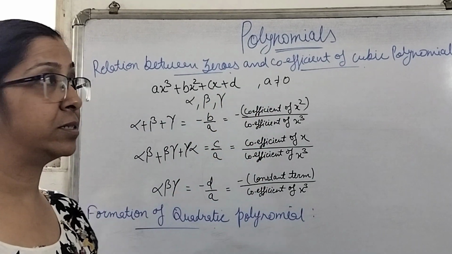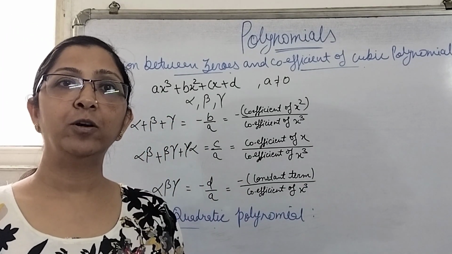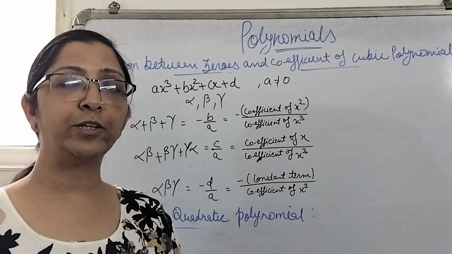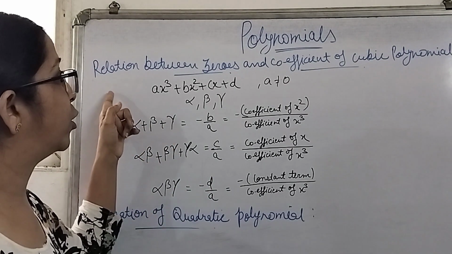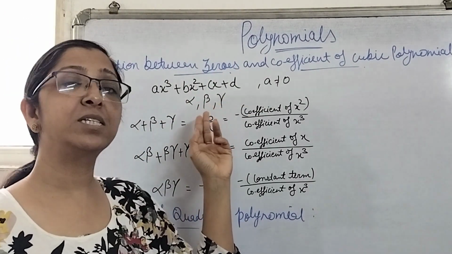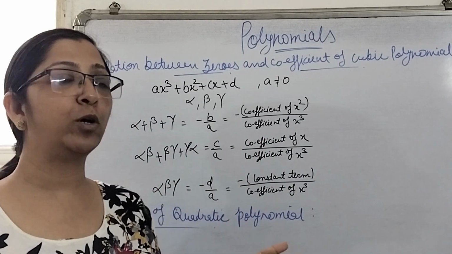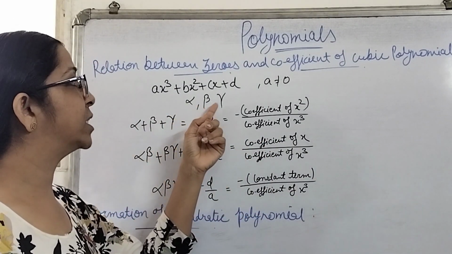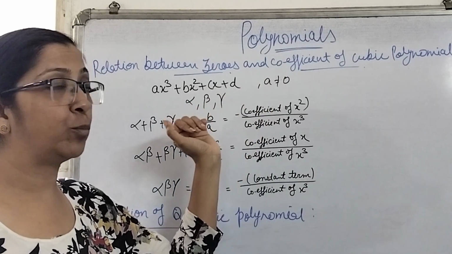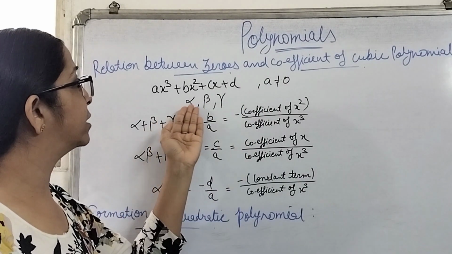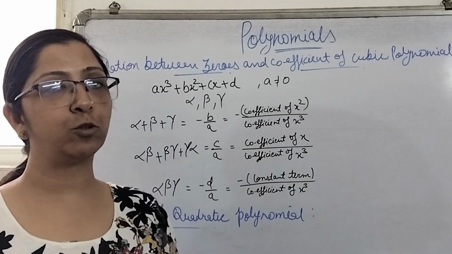We have even discussed that for a linear polynomial, the maximum number of zeros is 1. For a quadratic polynomial, the maximum number of zeros is 2. Similarly, for a cubic polynomial, the maximum number of zeros is 3. Now here we are assuming that the three zeros of a cubic polynomial are alpha, beta and gamma. These are the values for which the value of the polynomial will become 0.